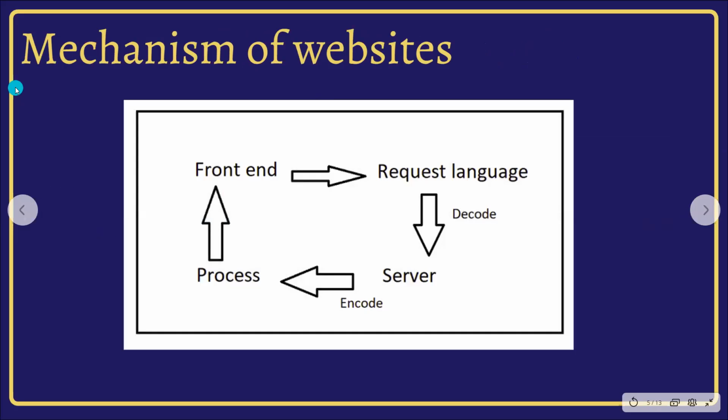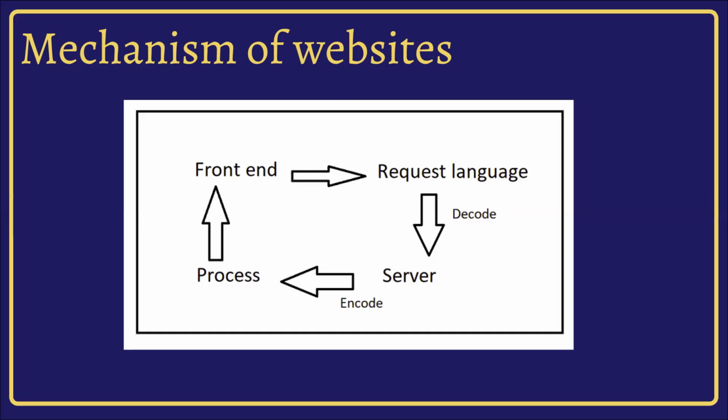Now, let's understand the mechanism of a website, how a website functions. Basically, a website is divided into two parts. The first one is the front end, and the other one is the back end. We will be focusing on the front end. However, in the mechanism of a website, both the front end and the back end have an equal role.